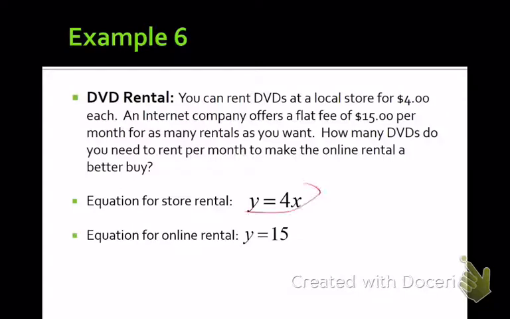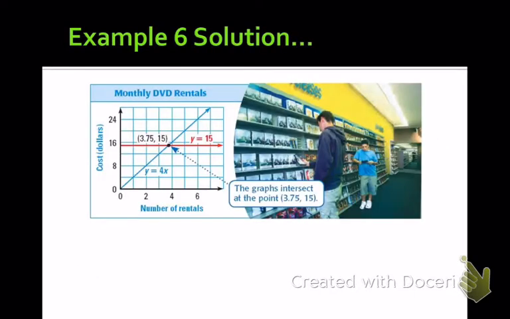Now, we could actually use a graph to help us figure this out. If we graph y equals 4x and y equals 15, then we're going to see when the cost is more for the store rental than it is for the online rental. So let's go graph them. Right? And here they are. The graph for y equals 4x is this line right here. Your y-intercept is 0 since you don't see it. We're going to go up 4 over 1 to get to this point right here. And we can keep going to graph that line. Now y equals 15 doesn't have a slope, right? The slope is 0, so the line is horizontal, and it goes through 15 on the y-axis.